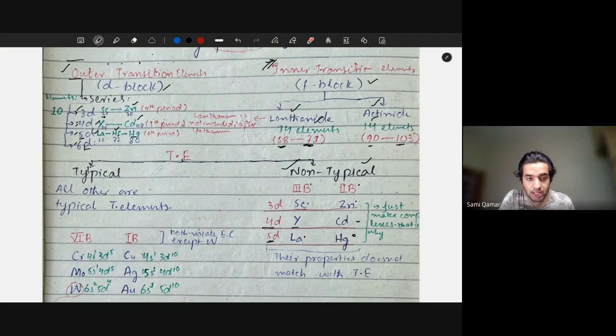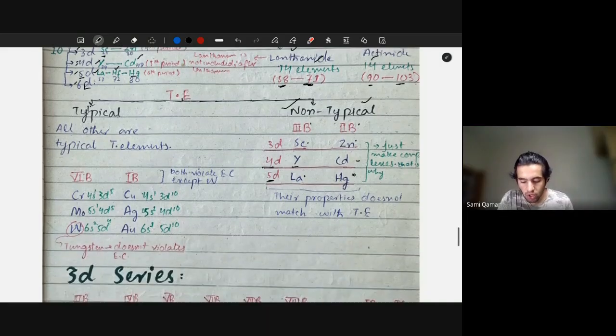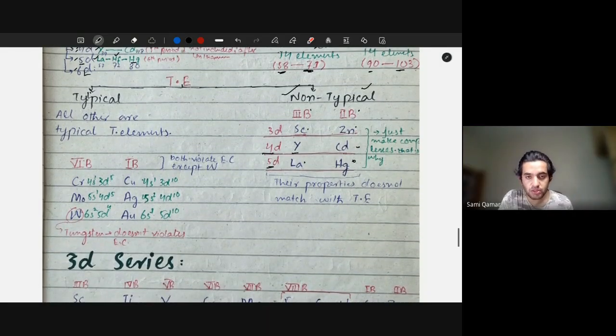While typical transition elements are all the other elements which follow or which give us the transition element properties. Now we have two groups, 6B and 1B.